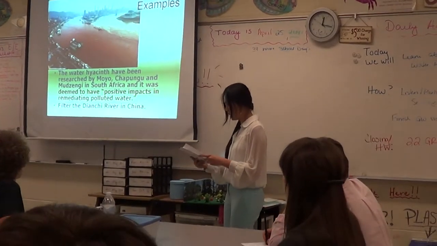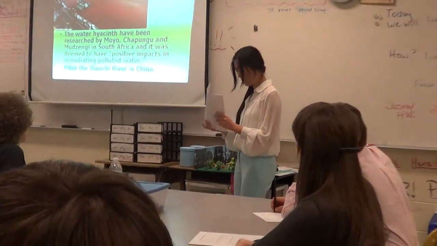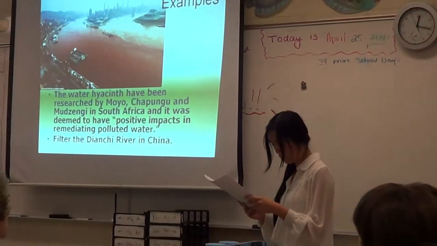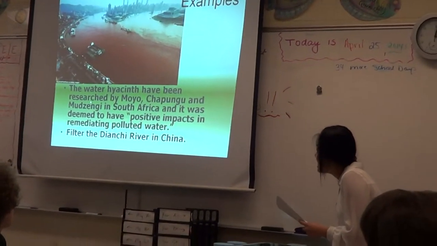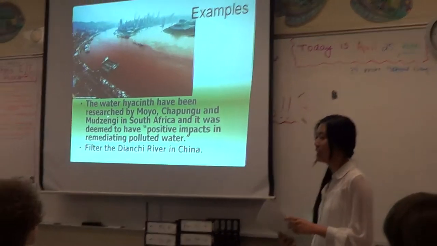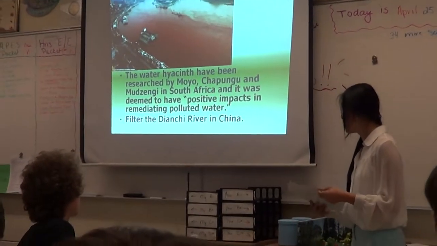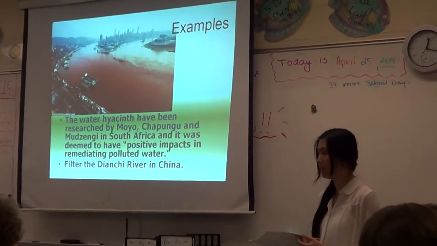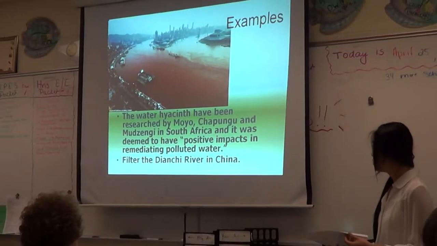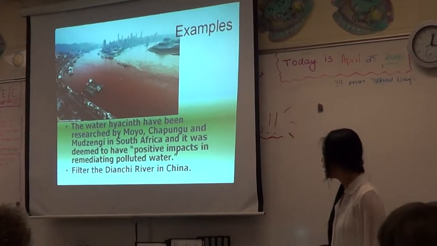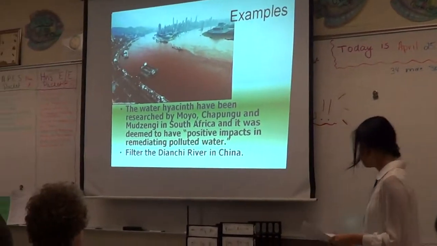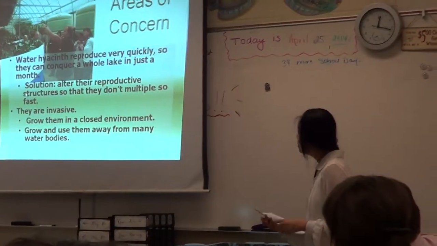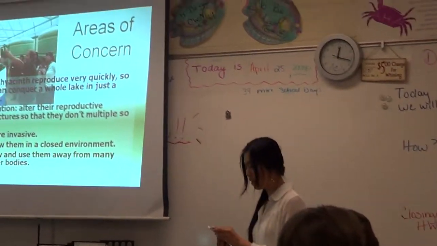Species. Okay. A study was done by Mayo Champui in Platsingi, right here in South Africa, and they found that the water hyacinth has a positive impact on the remaining blue water. And the Daijing River is that river. Yeah, some areas of concern.